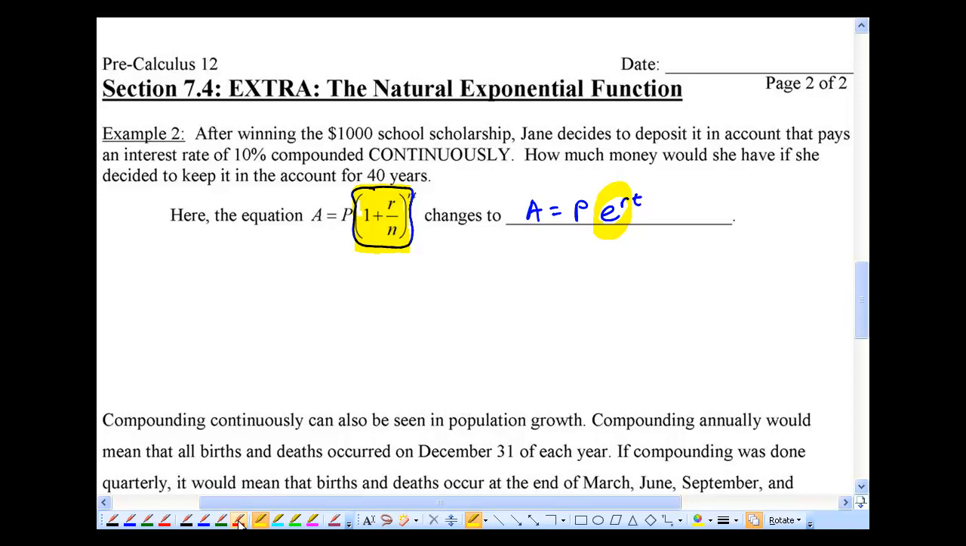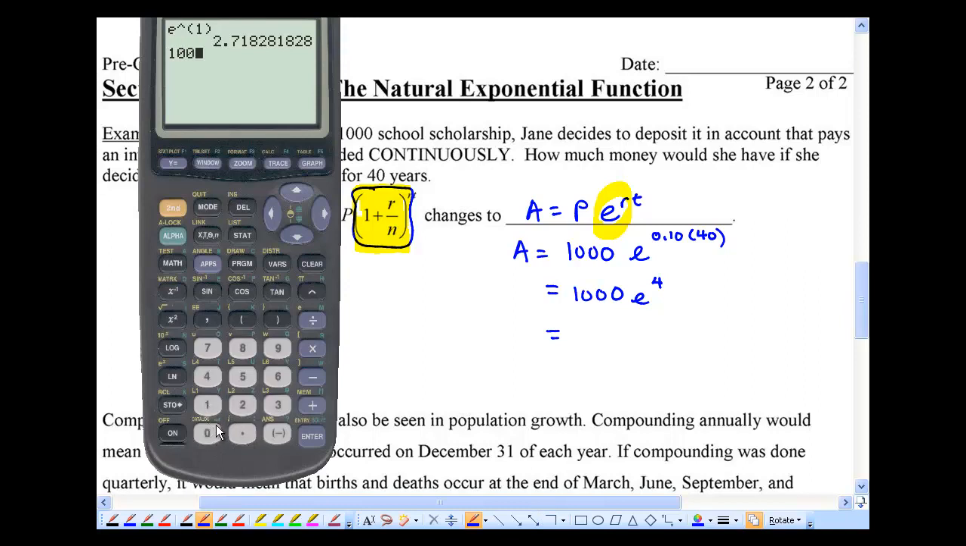Now, using this lovely new formula, I can then figure out how much she'll have at the end of 40 years. So 1,000 e to the, and since r is the interest rate, we're going to keep this as a decimal. That's 0.10, and then t is 40, so I'm going to multiply by 40. That's the same thing as 1,000 e to the power of 4, and on my calculator, 1,000 times e, which is second ln, and then type in the 4, close the brackets, I'll have $54,598.15.